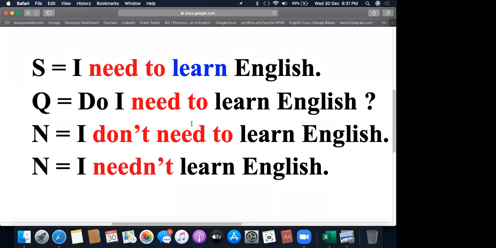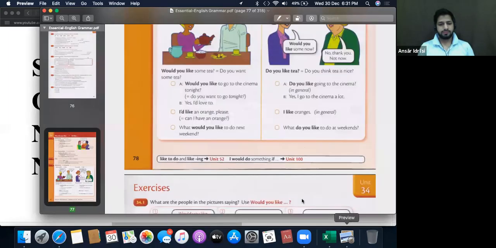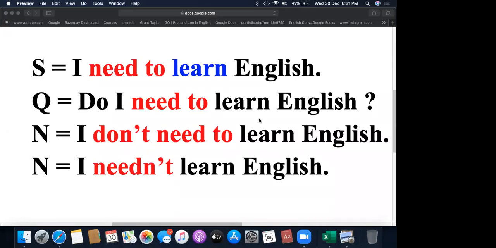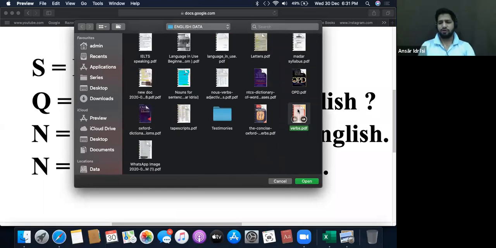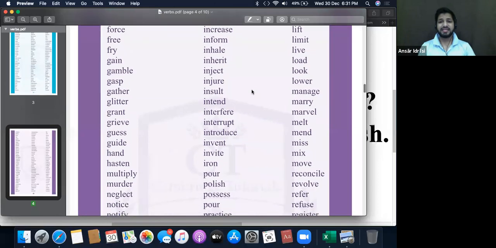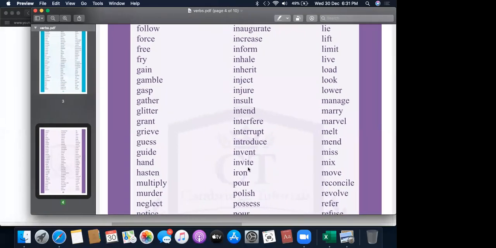I want you to make sentences with need to. Faster. I need to. I need to accept. Do I need to accept? I don't need... Sorry, I needn't accept. Very good. And you can say I don't need to accept or I needn't accept. Both are correct. Okay. You can take these verbs and you can make sentences. Faster. I need to attend a meeting.